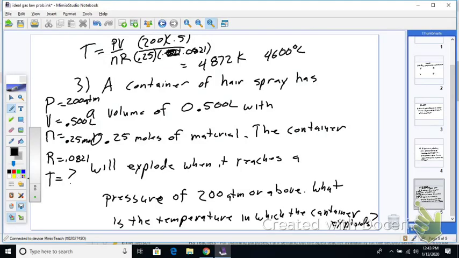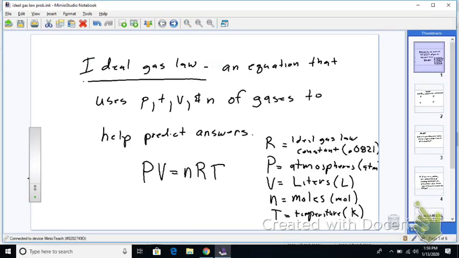So when you use this equation here, this is what you're going to be using. PV equals nRT. So does everybody know what all those symbols stand for? You got questions on any of those?